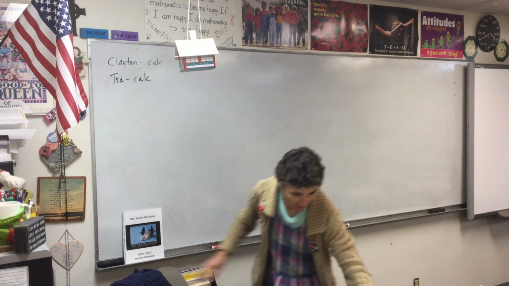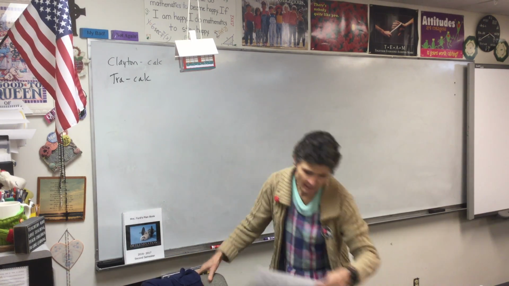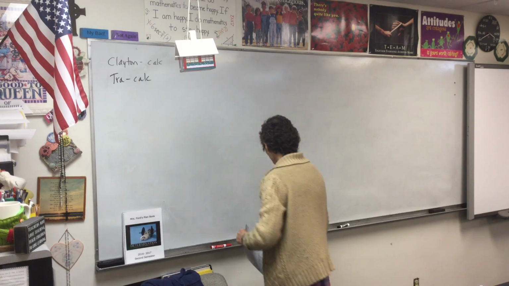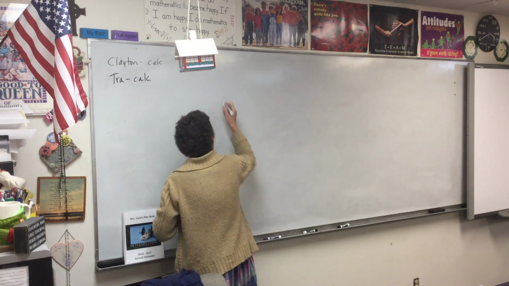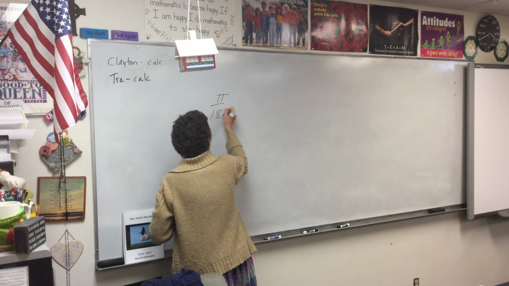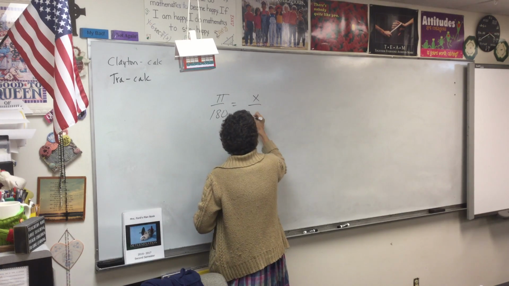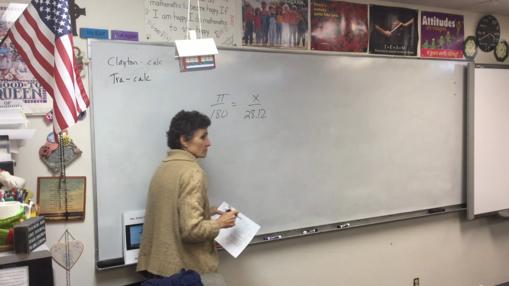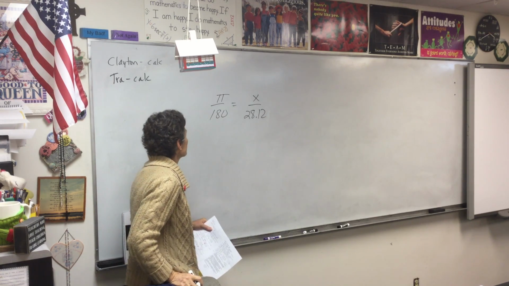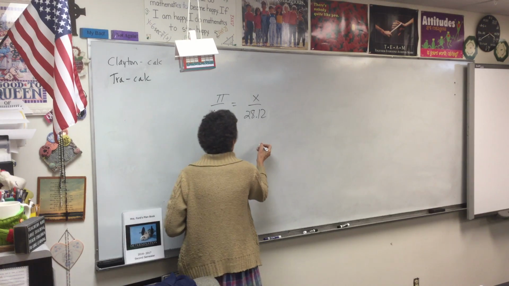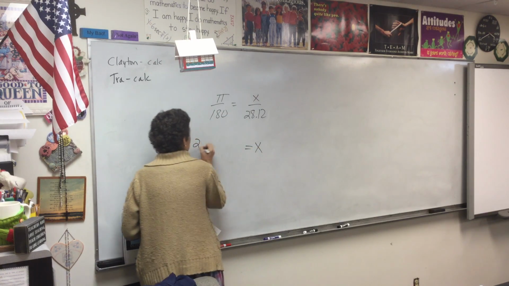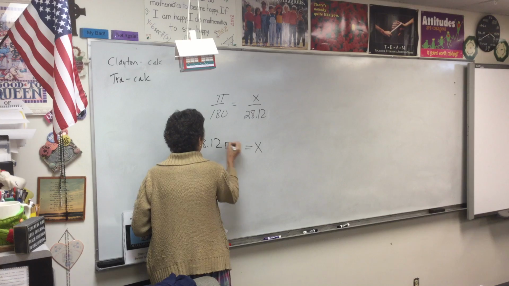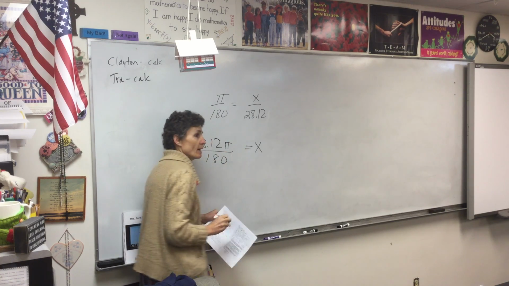All right. Change to radians 28.12 degrees. Well, I'm just trying to be tricky there. This would be the setup, right? So you can use a calculator to help reduce that fraction, but essentially it's going to be 28.12 pi over 180, right?